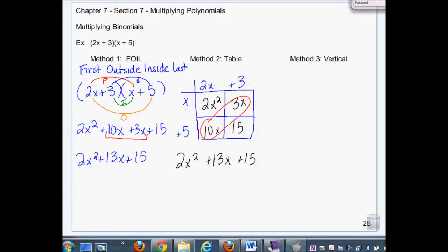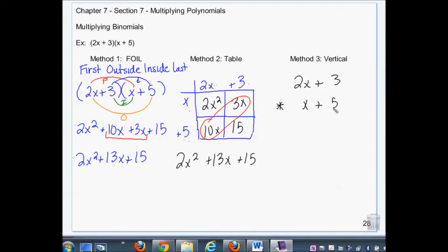Vertical is nice because it looks like normal multiplication, like if you're used to doing long multiplication. So I write 2x plus 3 times x plus 5, and I'm going to do a star instead of an x. I multiply 3 times 5 is 15. 2x times 5 is 10x.